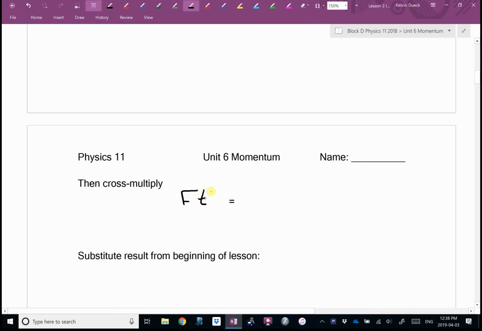F times t equals m v final minus m v initial. Oh, sorry, hang on, I went too fast. It's going to be m bracket v final minus v initial, is technically what I should have written, but I multiplied it out in my head. But here's what I want you to notice.